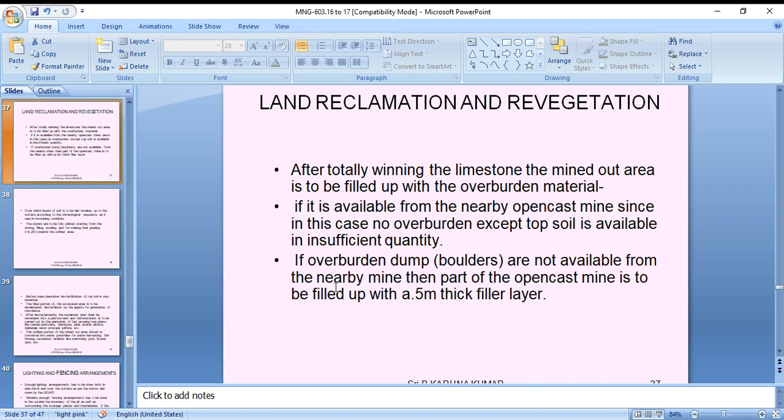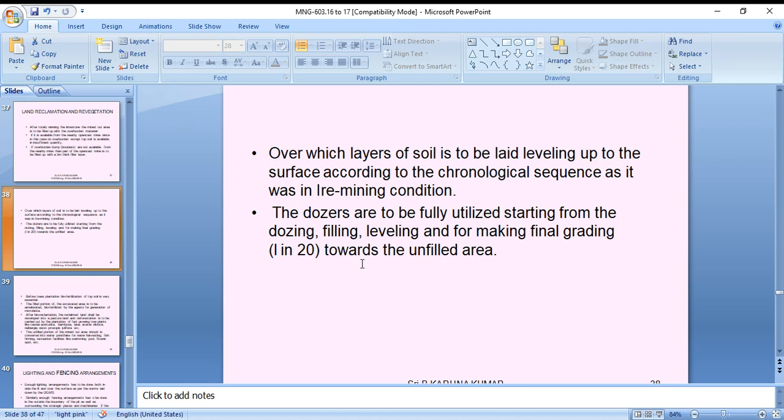After totally winning the limestone, the mined out area is to be filled up with overburden material, if it is available from a nearby open cast mine. Since in this case no overburden except topsoil is available in sufficient quantity, if overburden dumps are not available from a nearby mine, that part of the open cast mine is to be filled with 5 meter thick filler layers. We have to restore it. This is one important aspect of the environment. Over this, a layer of soil is to be laid, leveling up to the surface according to the chronological sequence.